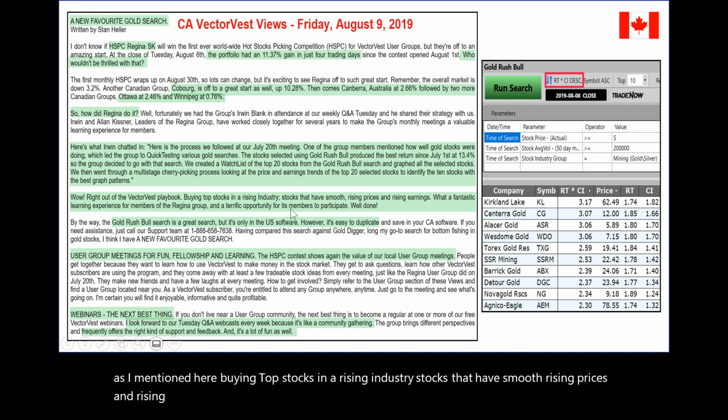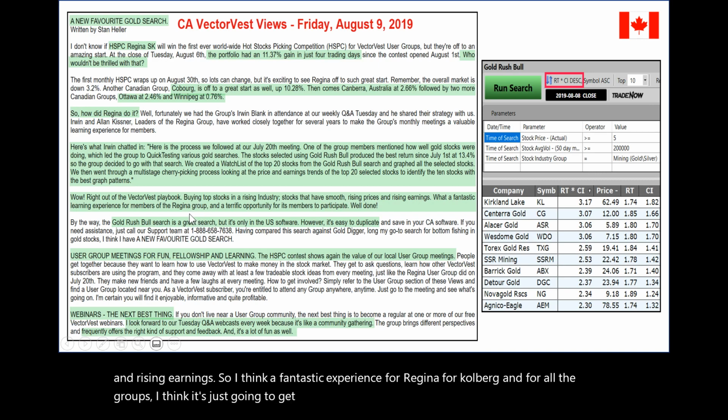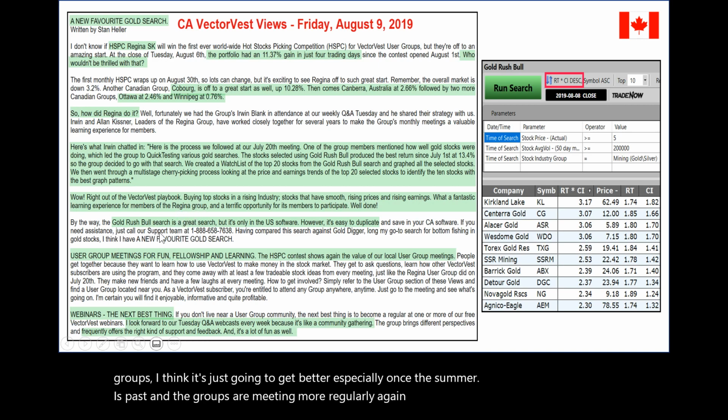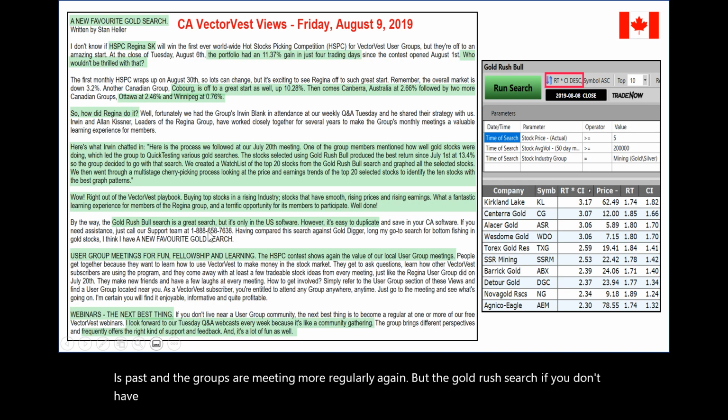So I think a fantastic experience for Regina, for Coburg, and for all the groups. I think it's just going to get better, especially once the summer is past and groups are meeting more regularly again. But the Gold Rush search, if you don't have it in your country, we didn't in Canada, it's easy to duplicate it with the criteria that's in the US and then just save it. So it's a really good one.